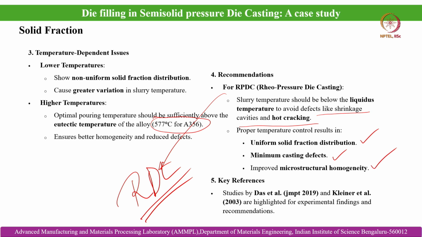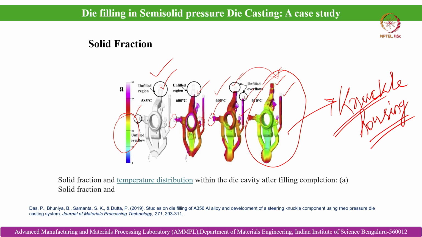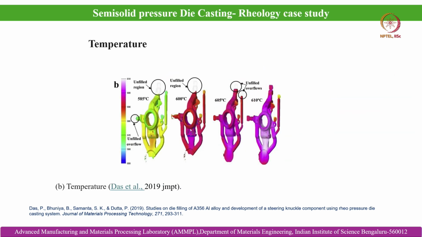So further details of this case study can be found from our earlier work published in Journal of Materials Processing Technology. Okay, so these contours of solid fraction distribution within the solidified knuckle housing, I have discussed to you earlier. So we will move on and show the temperature distribution contours for the 3-legged component. This is leg 1, L1, this is L2, leg 2, and this is leg 3. So this is a steering component.